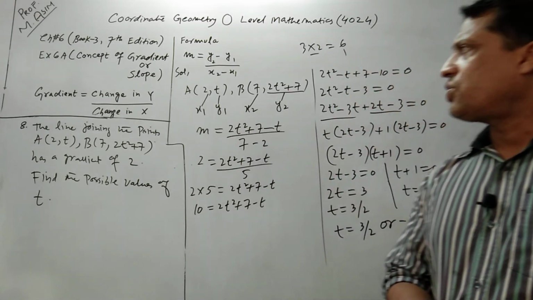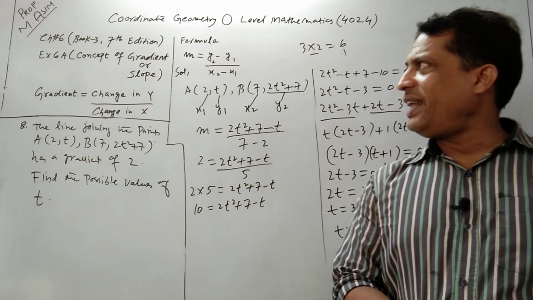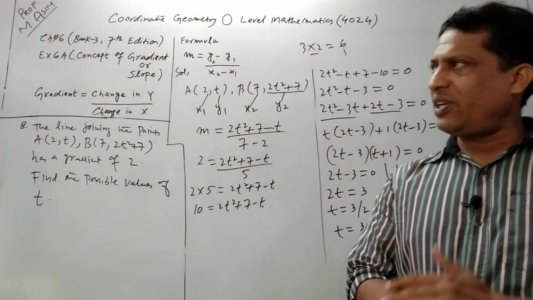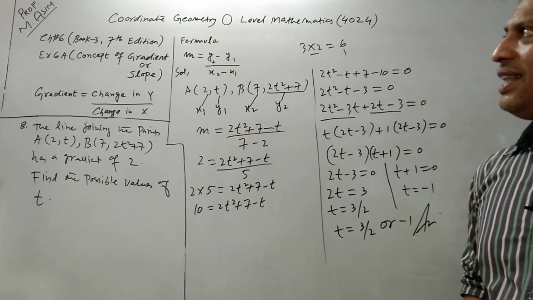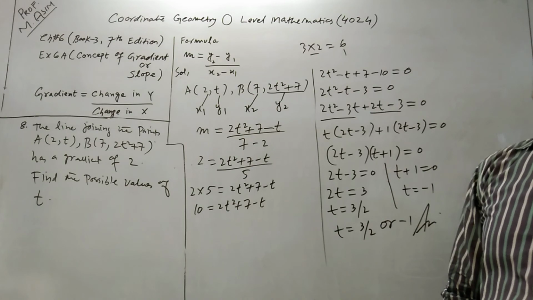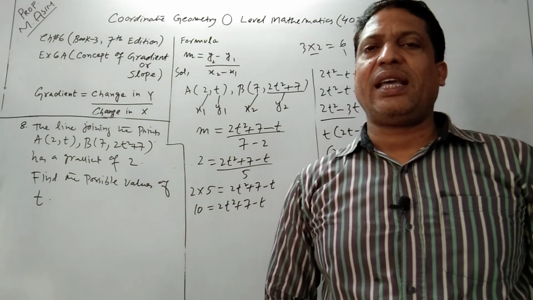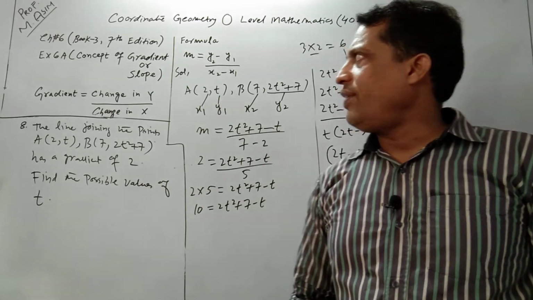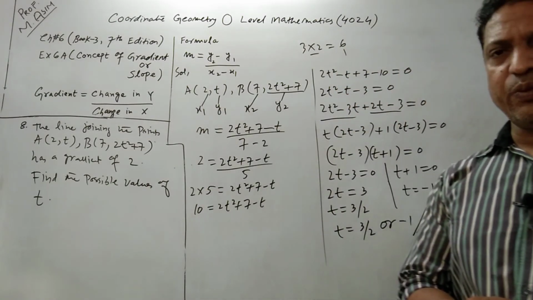Okay student, so this is exercise 6a. We have completely finished this exercise. In the next lecture we will be doing exercise 6b, where we have to do another topic of coordinate geometry, that is the distance between 2 points. So never miss any class. I will completely finish this chapter and then I will be doing past papers.